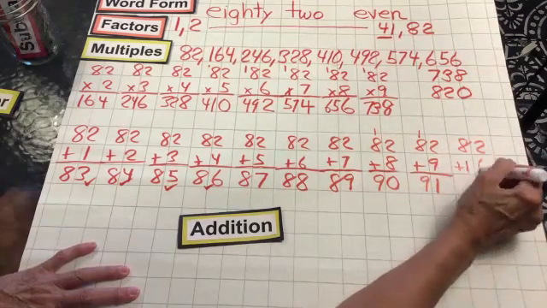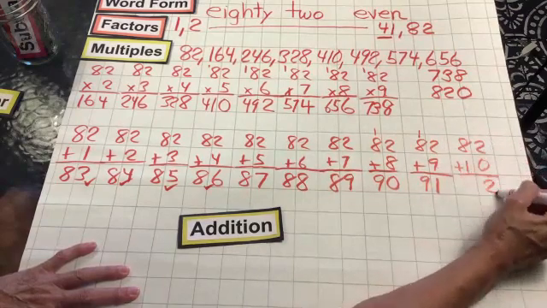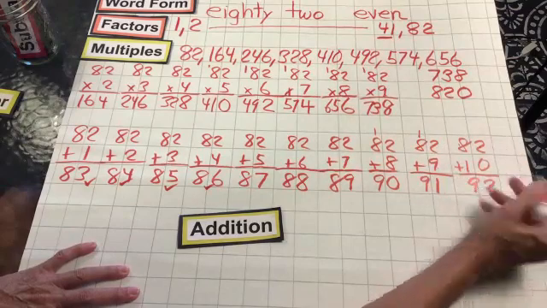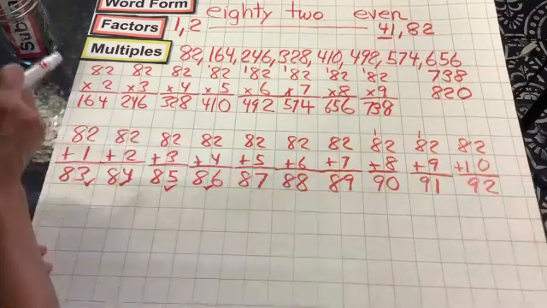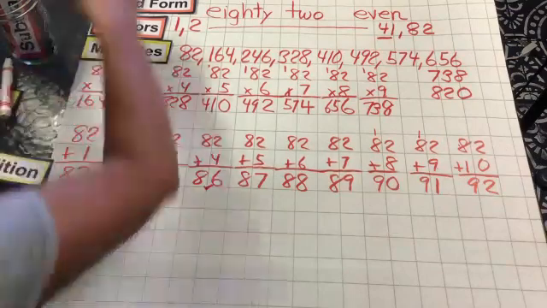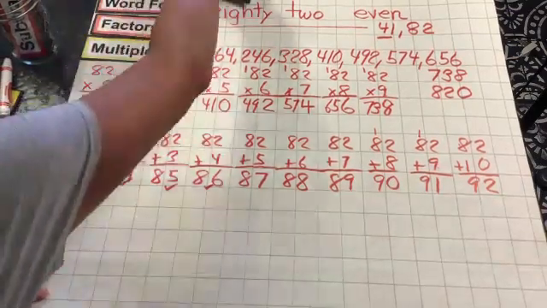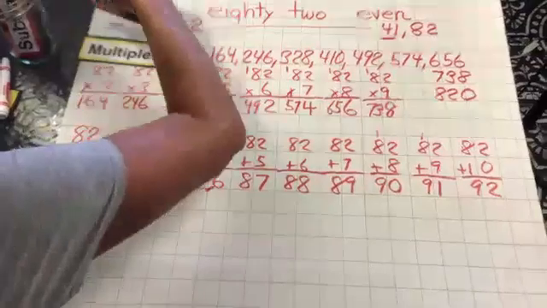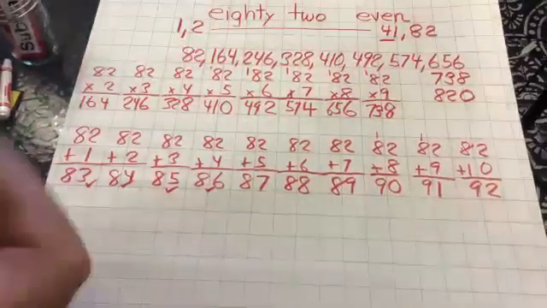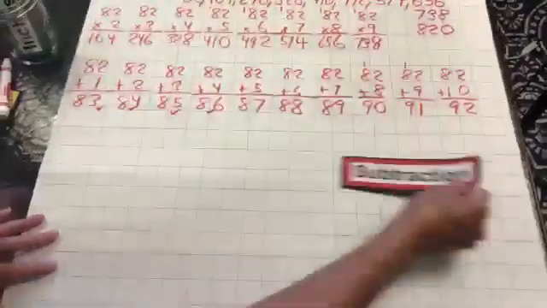82 plus 10. 2 plus 0 is 2. 8 plus 1 is 9. And we're done with addition. So let me grab up some cards because we got to move the paper up for you to see. Subtraction.